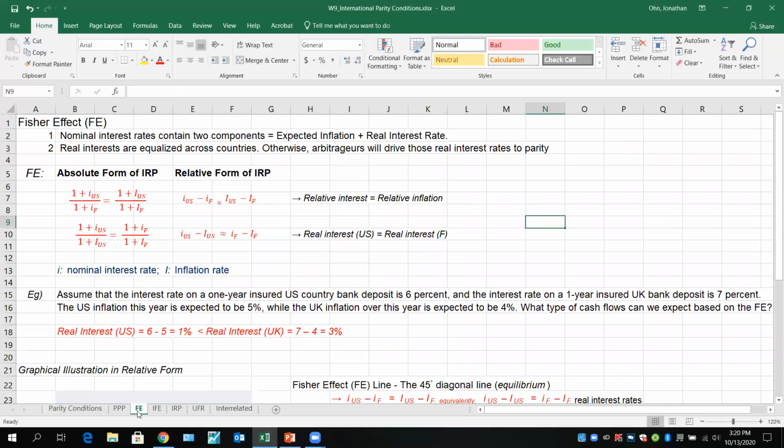Second, Fisher effect. I think you heard about this in an economics class. Basically, what we know is that the nominal interest rate includes two components: one is expected inflation, plus the real interest rate.